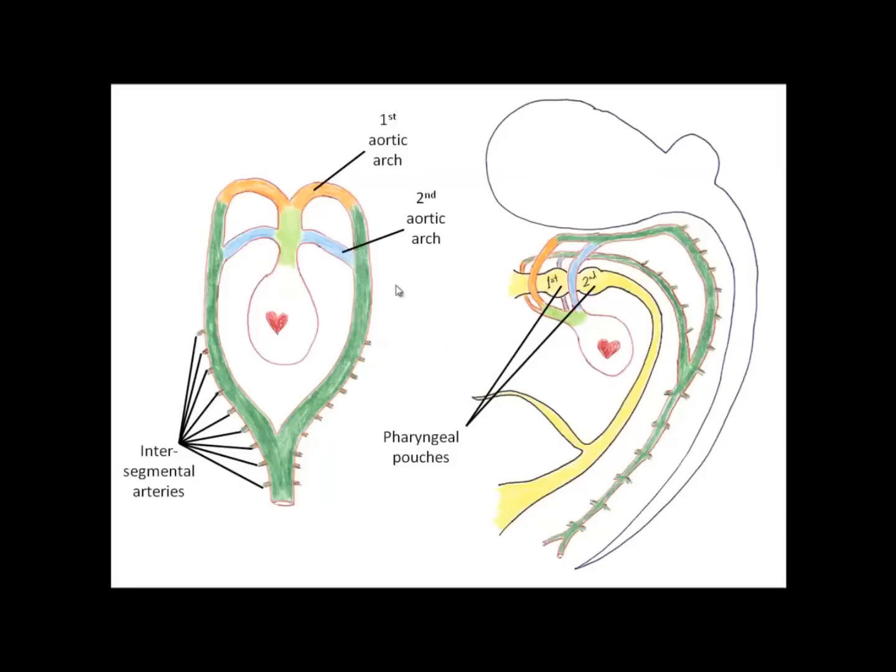Notice that in the process of forming multiple arches, we've pinched off a little bit of the pharynx, or the developing gut tube, and this is going to be the first and second pharyngeal pouch. And that's a topic for another developmental lecture altogether. But the first and second arch run dorsally to get to the dorsal aorta, and we've got intersegmental branches jumping off the dorsal aorta thereafter.